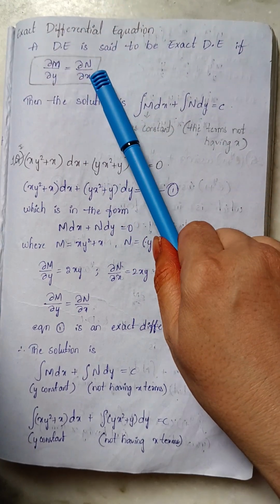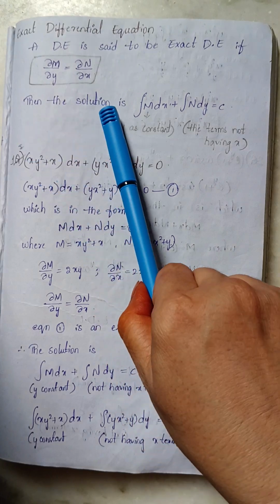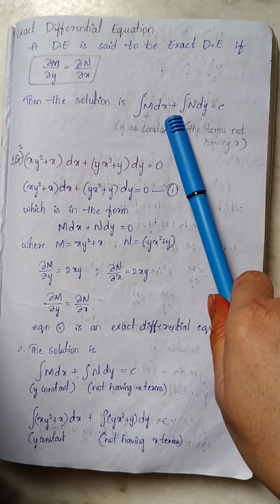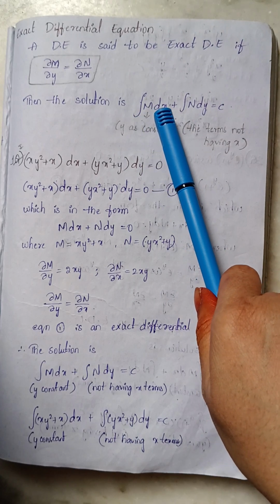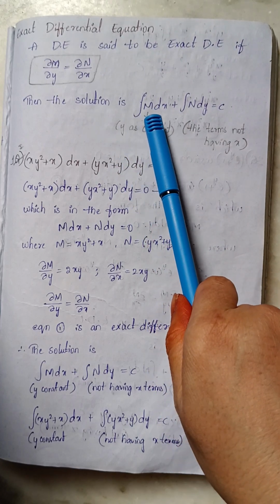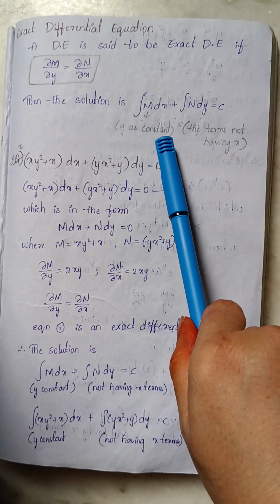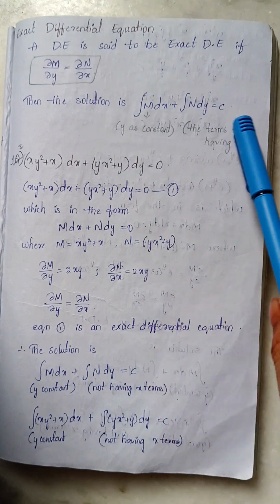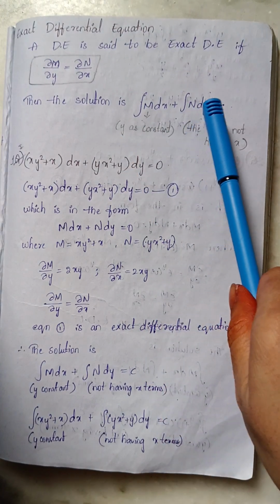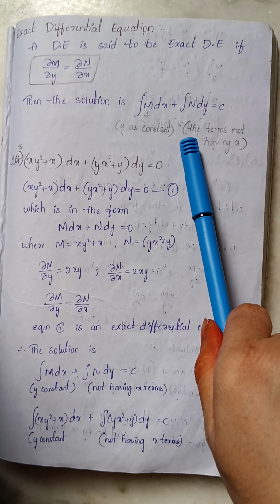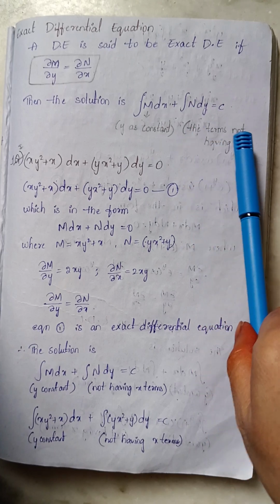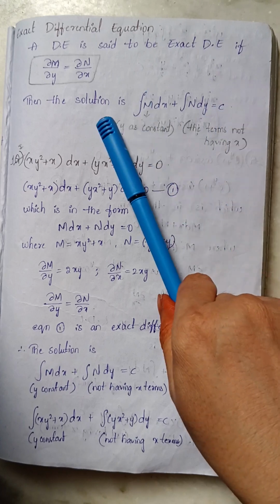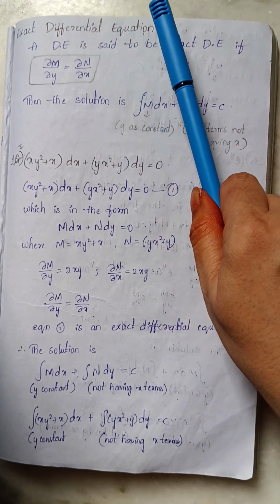Suppose this condition has been proved, then the solution of the given exact differential equation is integration M dx. When you are taking integration M dx, take y as constant for the M term. In the M term, y should be taken as constant, and plus integration N into dy. In this N, we should not take x terms. So, taking only the terms not having x, we should take that equal to some constant. This is the solution for an exact differential equation.